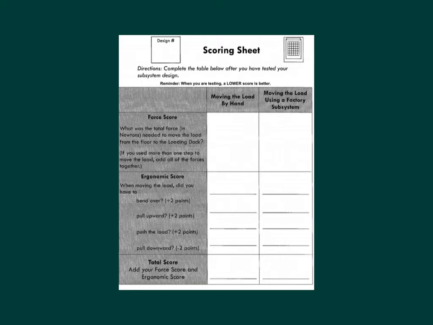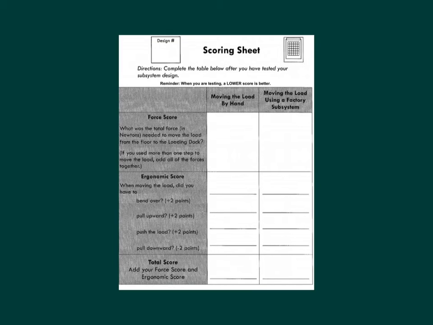Ergonomics score. When moving the load, did you have to bend over? If you did, that would be an additional 2 points. Pull upward: if you did, it would be an additional 2 points. Push the load: if you did, it would be an additional 2 points. Or pull downward, which would be negative 2 points. Total score: add your force score and ergonomic score.